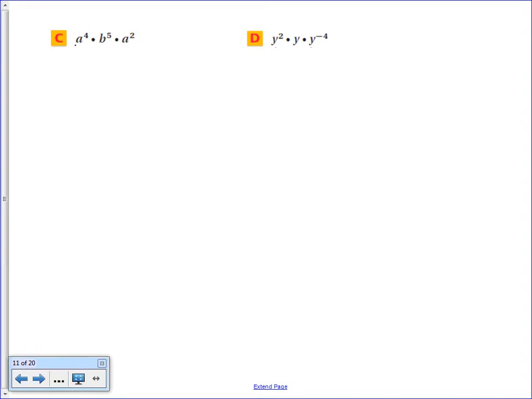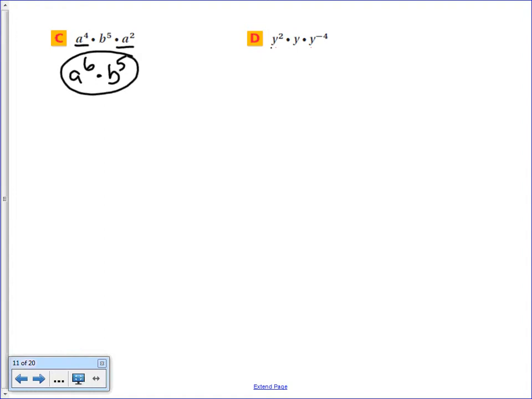It works the same way for variables. So letter C, you know how we have the a's. We can combine those together, a to the 4th and a squared. That's going to give me a to the 6th times b to the 5th, which we can't combine with anything, so I'm just going to rewrite that. So a to the 6th, b to the 5th.